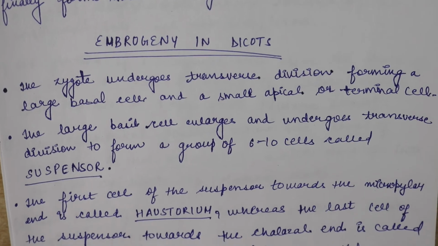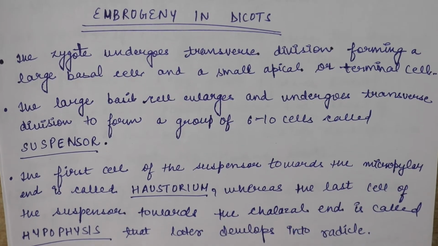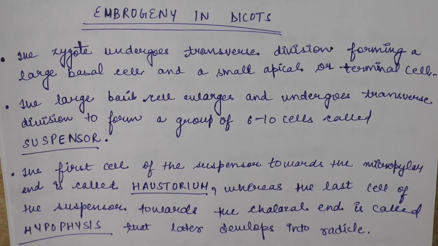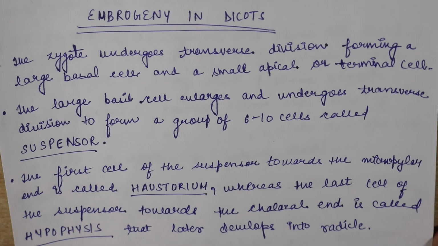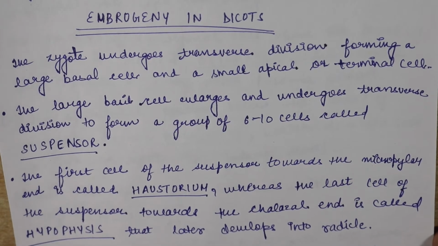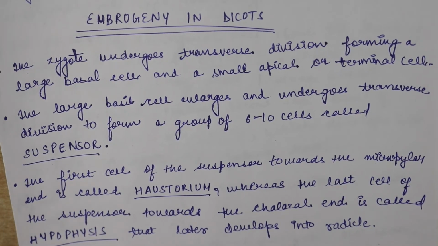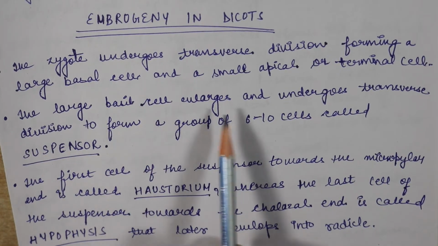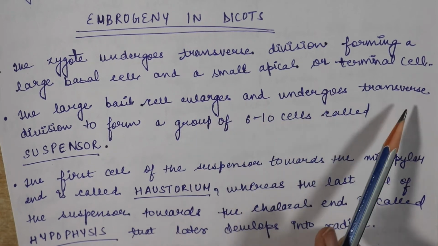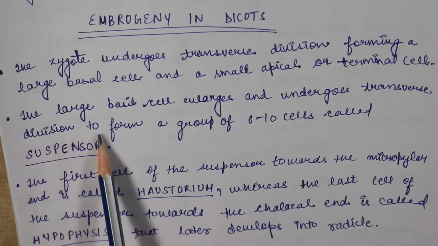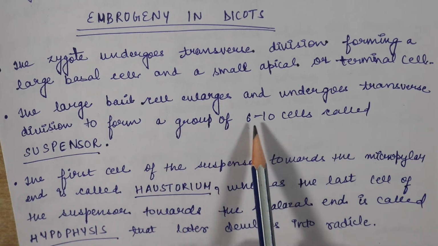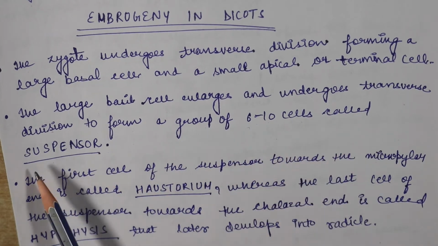The zygote undergoes transverse division, forming a large basal cell and a small apical or terminal cell. Then the next point is the large basal cell enlarges and undergoes transverse division to form a group of 6 to 10 cells called suspensor.